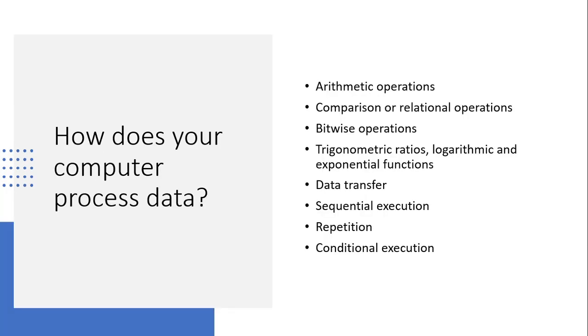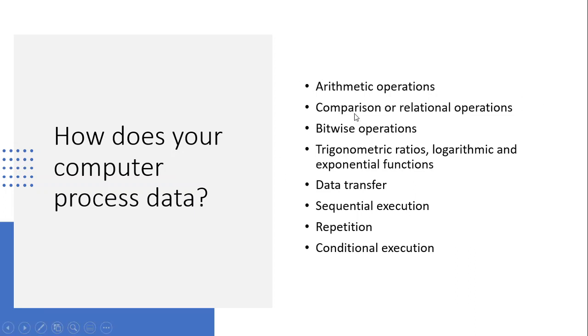So how does your computer process data? We know what type of data we can have or we can process. We know about that. Now, how do we process that data? These are the basic operations that are involved in data processing. You can combine these operations and then go on to do more complex operations on the data.